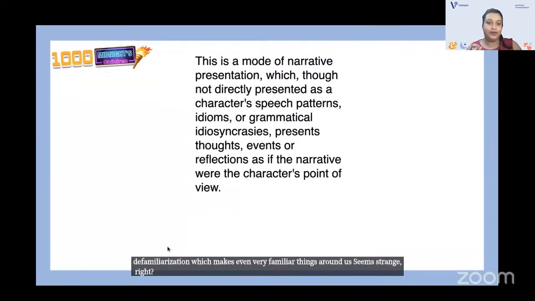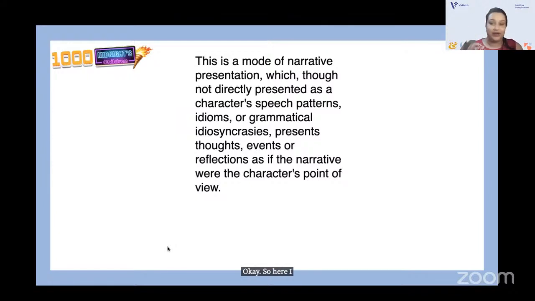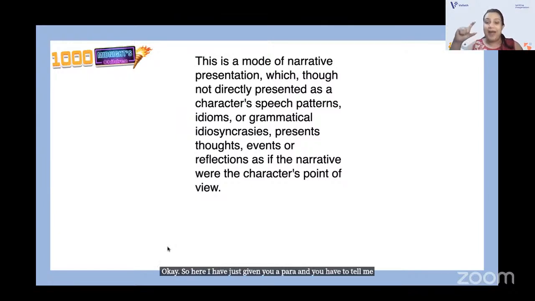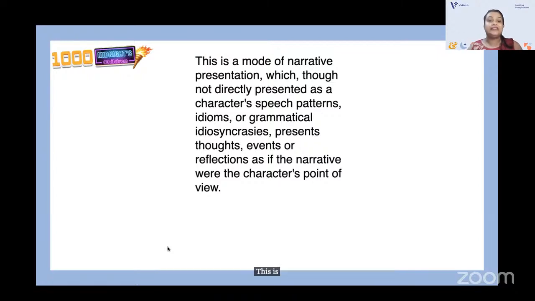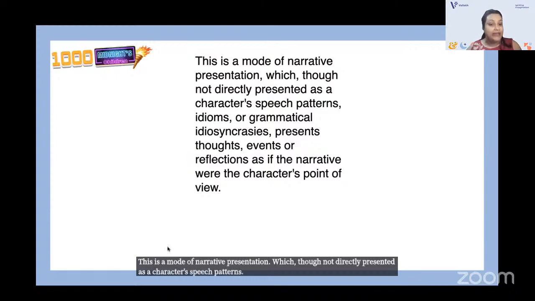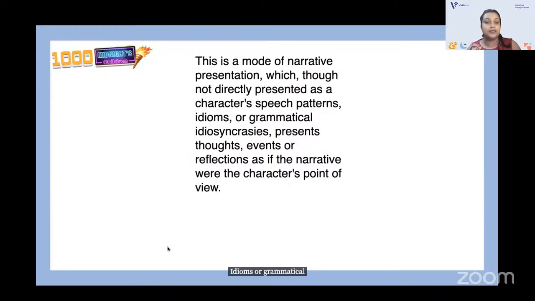Right. Okay. So here I have just given you a para, and you have to tell me what this paragraph is talking about. And I have given you no option. So you have to think and tell me what this is. This is a mode of narrative presentation, which, though not directly presented as a character's speech patterns, idioms, or grammatical idiosyncrasies, presents thoughts, events, or reflections as if the narrative were the character's point of view. So, what literary term or what narrative technique is it referring to?